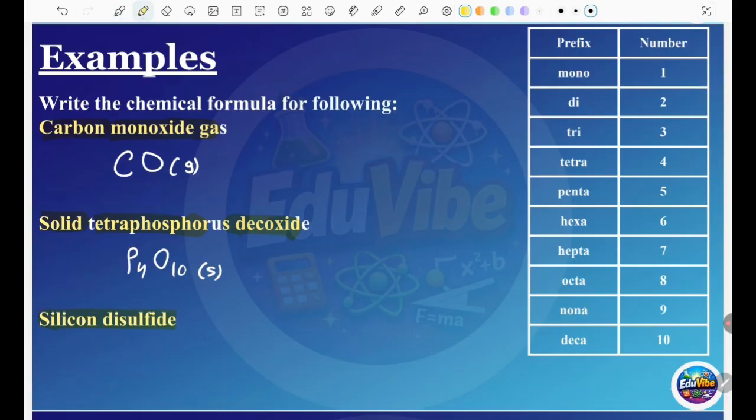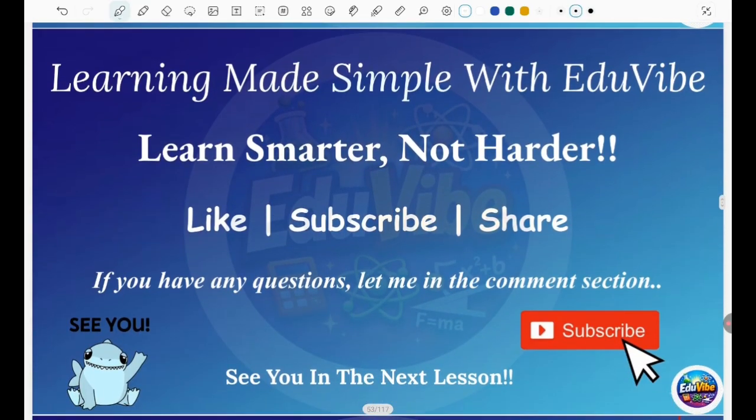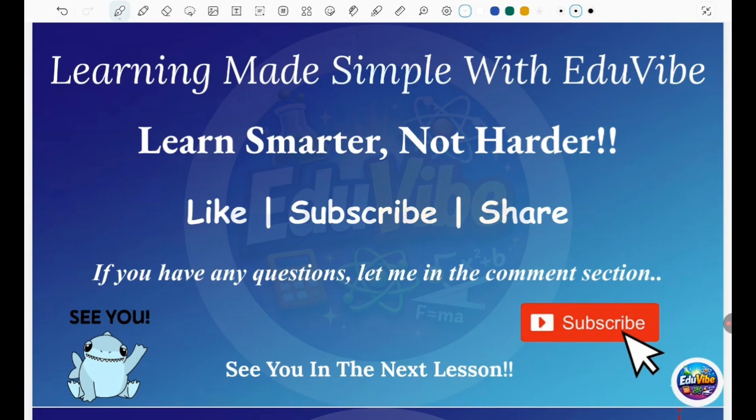And last, we have silicon disulfide. What is silicon disulfide? Silicon is Si and it has no prefix. Sulfide means sulfur, so it's S, and we have di, so it's 2. And this is a solid. So it's silicon disulfide. That's how you get the chemical names of these molecular substances. That's how molecular substance naming and writing happens. We just have to know some rules to follow, then we are done with those.